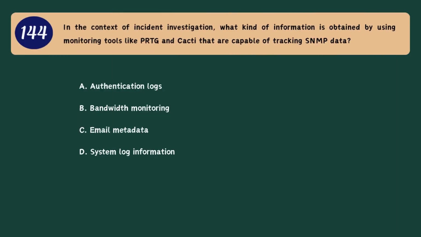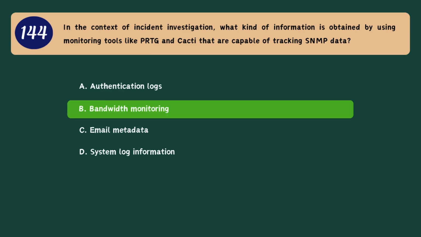Question 144. In the context of incident investigation, what kind of information is obtained by using monitoring tools like PRTG and CompTIA that are capable of tracking SNMP data? A. Authentication logs. B. Bandwidth monitoring. C. Email metadata. D. System log information. Correct answer. B. Bandwidth monitoring.